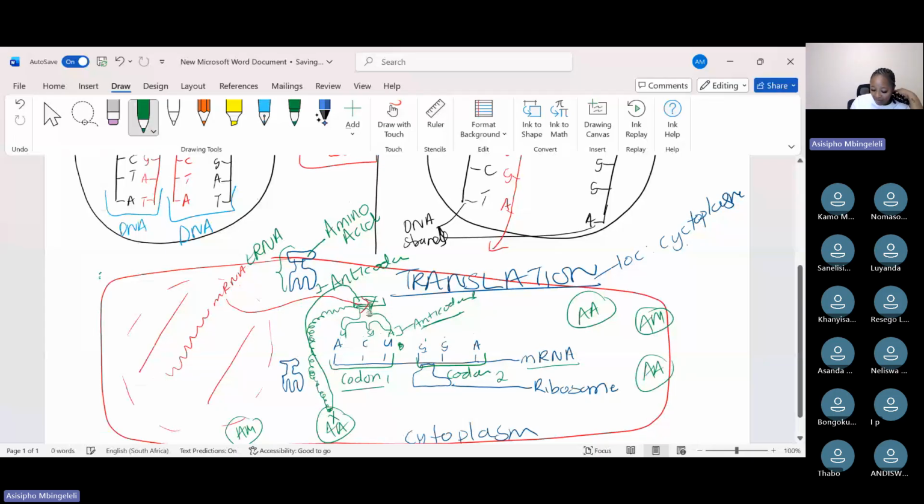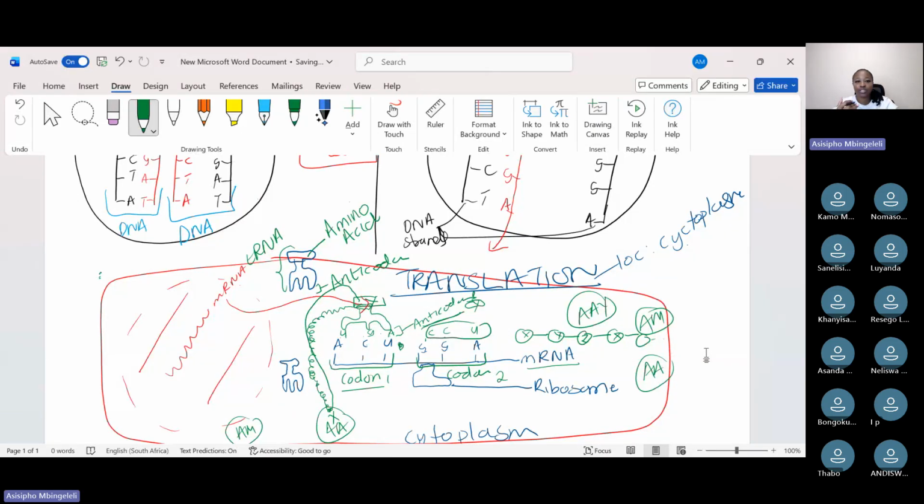So what do you then have? You have amino acid X bonded to amino acid Y, bonded to amino acid Z, bonded to amino acid X, bonded to whatever amino acid. Now the chain of amino acids is formed. We get 50 amino acids. That is our protein. Done.